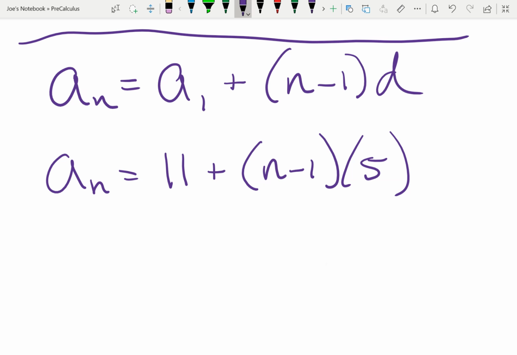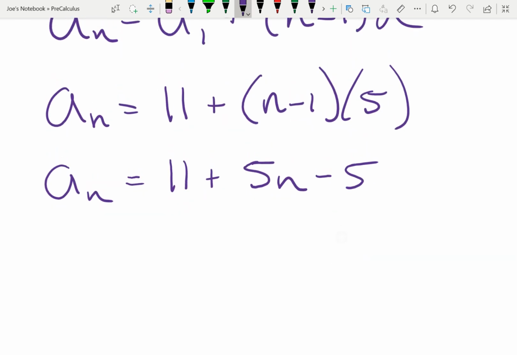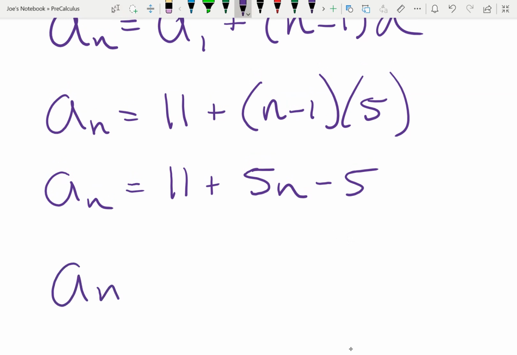So now you would clean that up by doing your PEMDAS. What comes first? So a sub n is 11 plus 5n minus 5. Combine your like terms. a sub n is 5n plus 6.